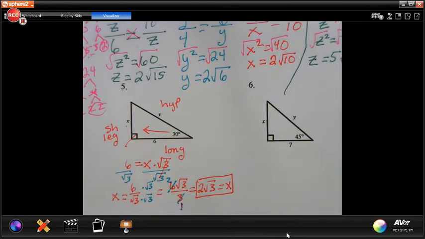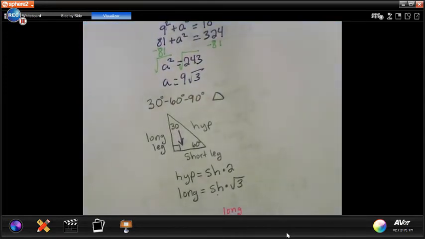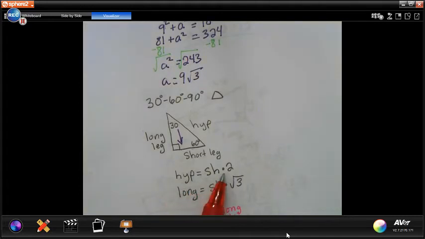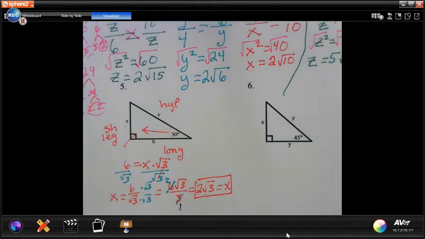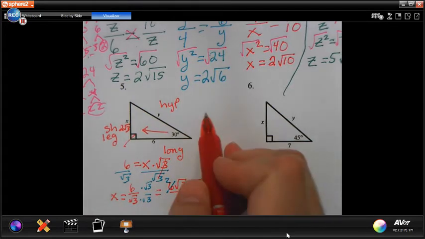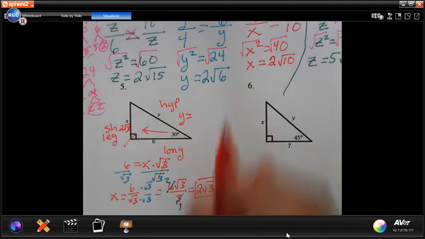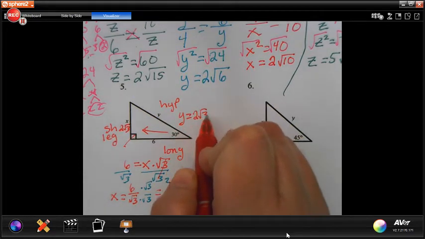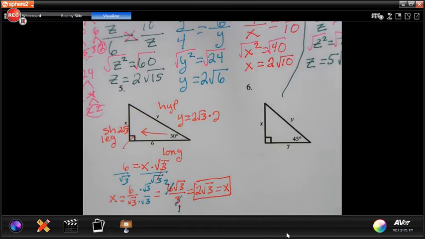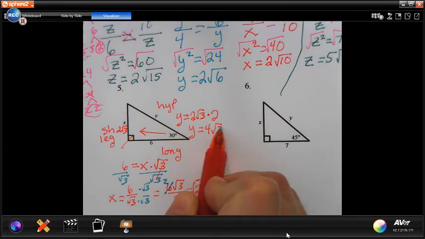Now to find y, which is the hypotenuse, we use the hypotenuse formula. Hypotenuse equals short leg times 2. Well, since x is our short leg, this is 2 radical 3. And when we multiply it by 2, we get y, being the hypotenuse, equals our short leg times 2. So 2 radical 3 times 2, y equals, well, 2 and 2 you multiply, you get 4, and then the radical 3 just kind of hangs out.